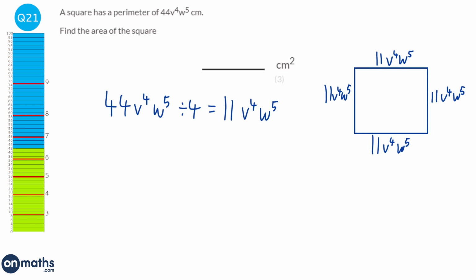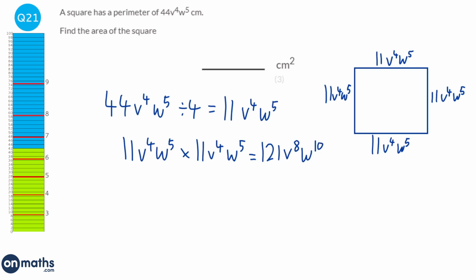And to work out what the area is, we obviously are going to square that. So we're going to do 11v to the power of 4, w to the power of 5, and we're going to just times it by itself, which is what squaring means. So we're going to times the 11s together, so that's going to be 121. Going to times the v to the power of 4s together, and remember with indices, if you times two powers of the same base, and they're both v, then we just add the powers together, so that'd be 8. And we're going to add the w to the power of 5s together, so that makes 10. So it's 121, v to the power of 8, w to the power of 10.